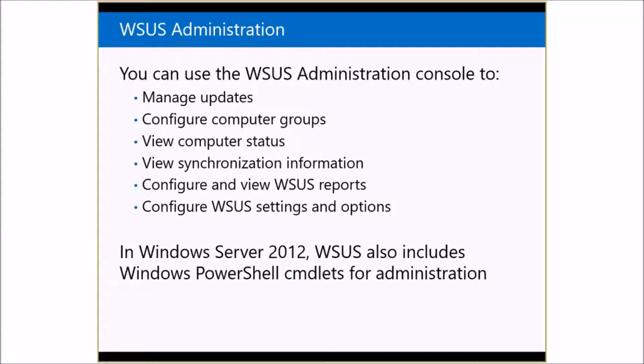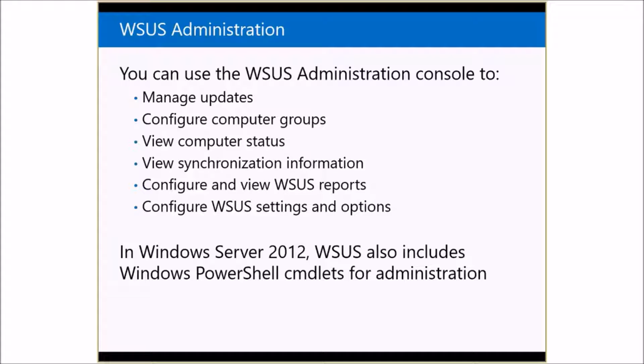With that console, we can manage the updates. Okay, so we can see what updates are available. We can see if it's been synchronized. If it's synchronized correctly, we can configure whether to approve those updates. We can configure what's called computer groups. So computer groups, remember groups of computers? Maybe we have a testing group versus a production group, or maybe a client group versus a server group. It's up to you how you configure it, okay? We can view the computer status. We can view the synchronization information.